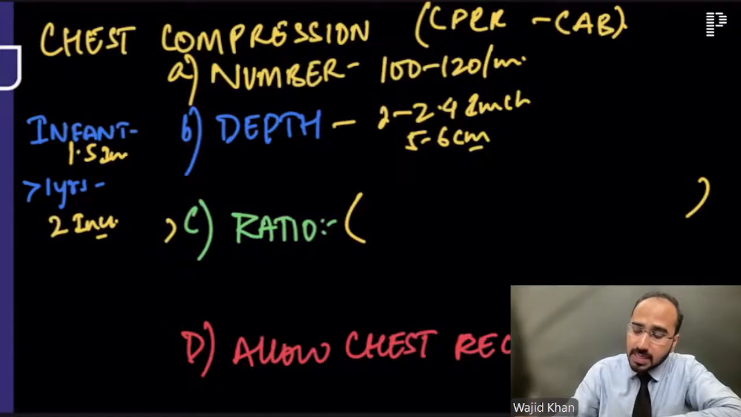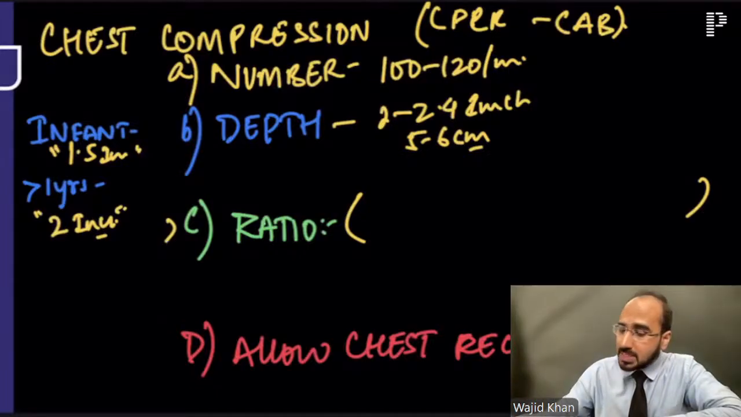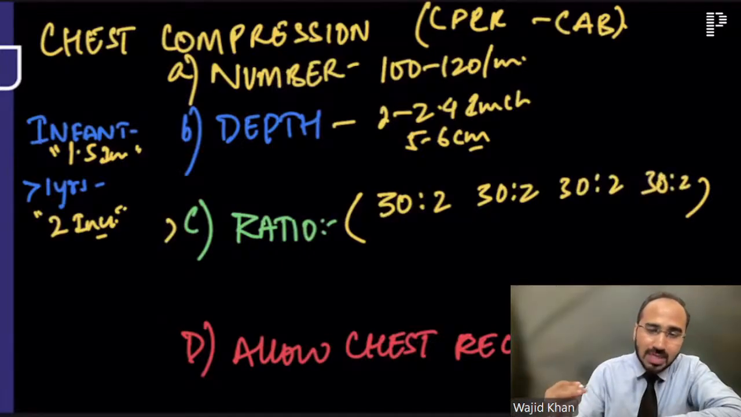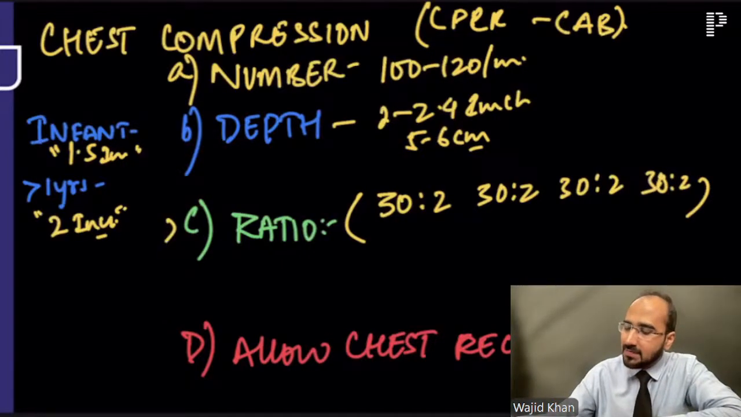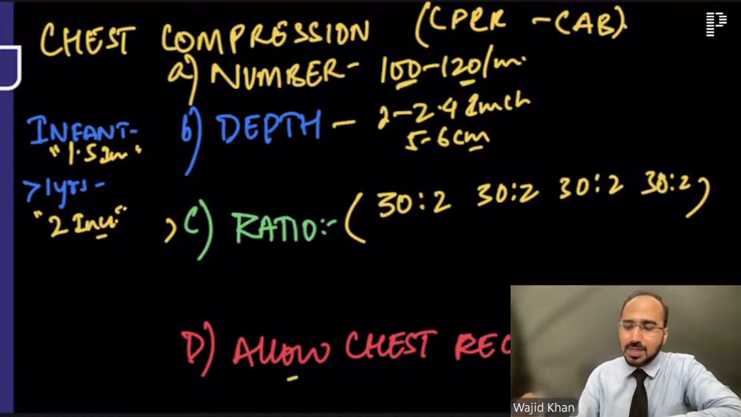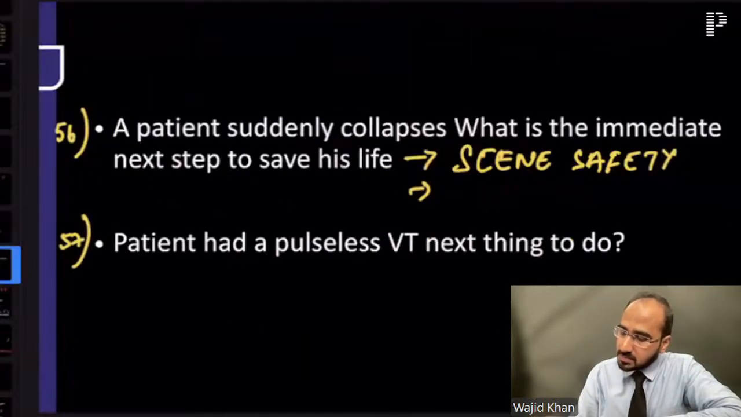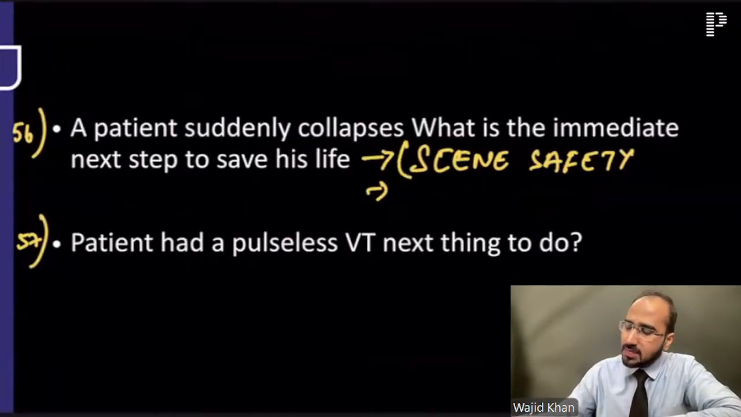In infants, what is the depth of compression? 1.5 inches, whereas in pediatrics who are more than 1 year, 2 inches of depth should be achieved. What should be the ratio of compressions, guys? After every 30 compressions, 2 breaths. 30:2. That is, in 1 minute you have to give 4 sets of 30:2. Then only you will achieve this. And you have to allow complete chest recoil. So this is regarding the compressions of CPR. Remember, guys, the answer to the question over here is scene safety.